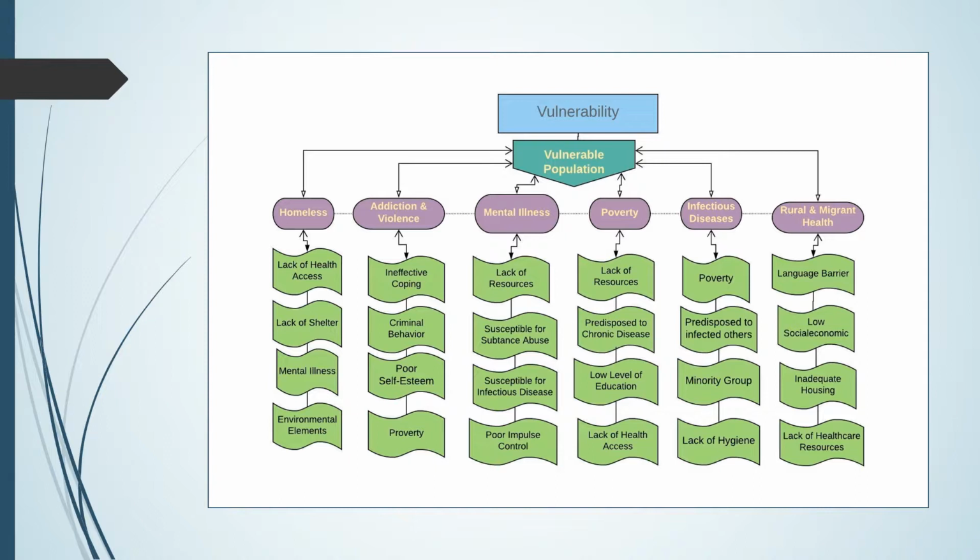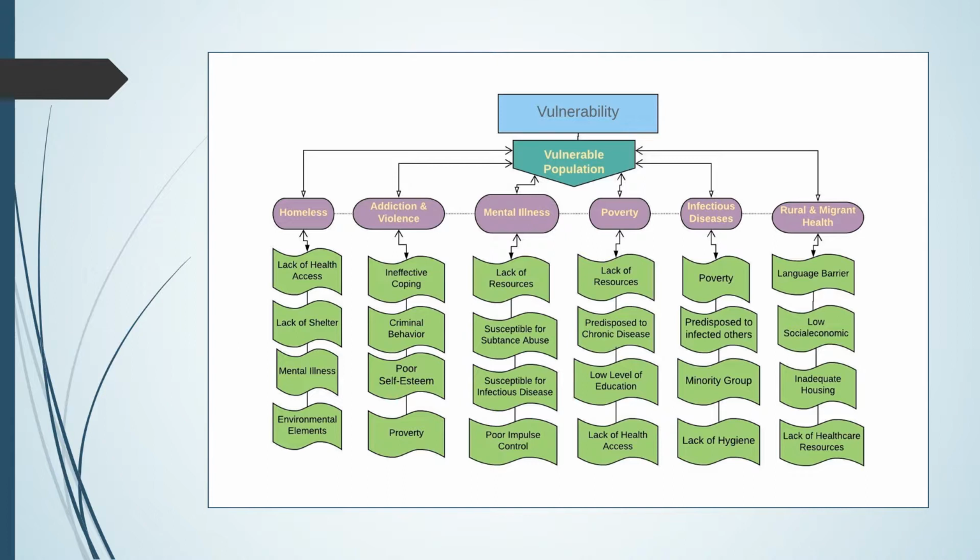Addiction and violence are related to vulnerability in consideration of ineffective coping, and criminal behavior that can lead to violence due to the effects of drugs or alcohol abuse. It also causes low self-esteem and sometimes leads to poverty. This vulnerable population is also related to homelessness and mental illness.